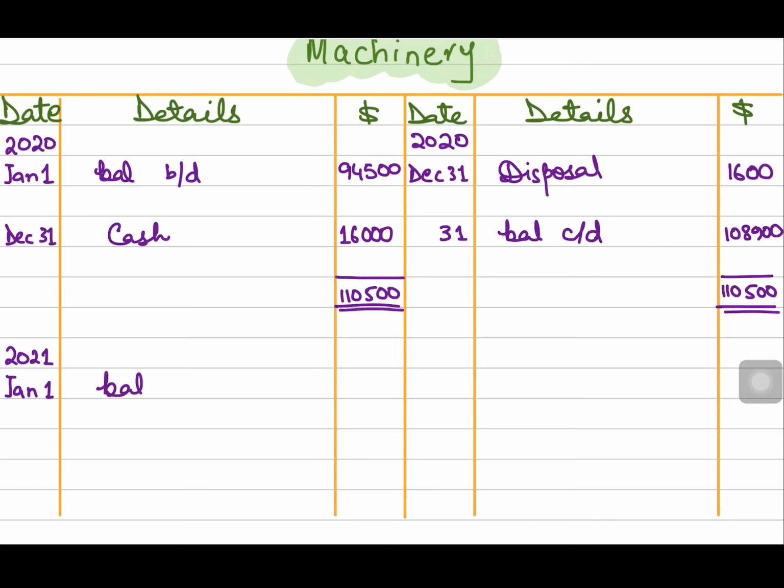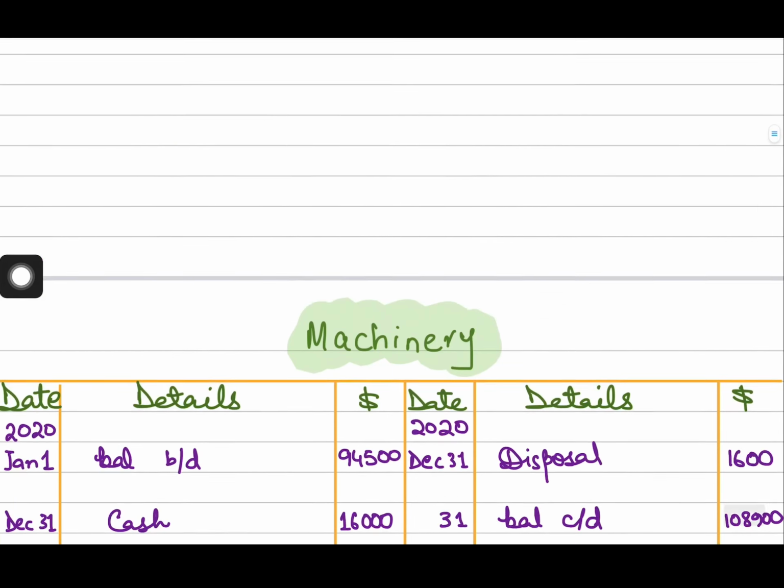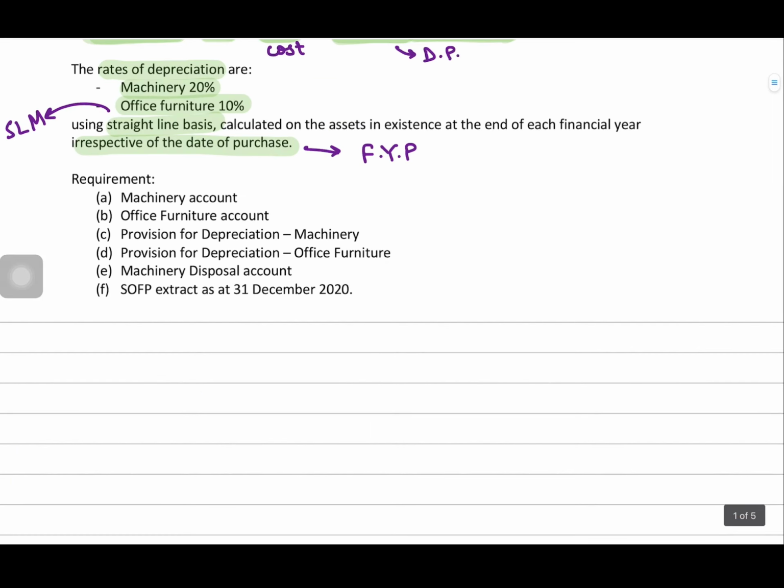The balance brought down will be 108,900. What does this balance represent? It represents the additions which were made during the last year and the subtraction. So we have subtracted the cost of the asset that we have disposed of and we have added the cost which we have purchased in the last year. So we are done with the first requirement, and that was to prepare the machinery account.